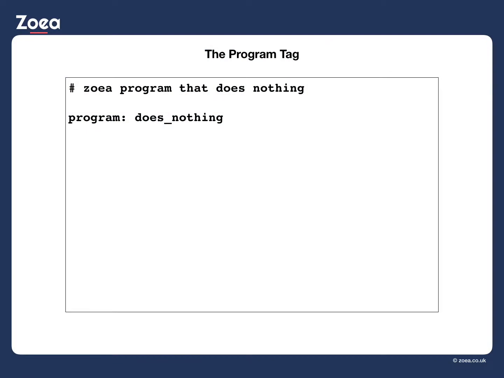Every Zoea program must have a program name. The program name is introduced using the program tag. If the program contains nothing else, then the program will do nothing.